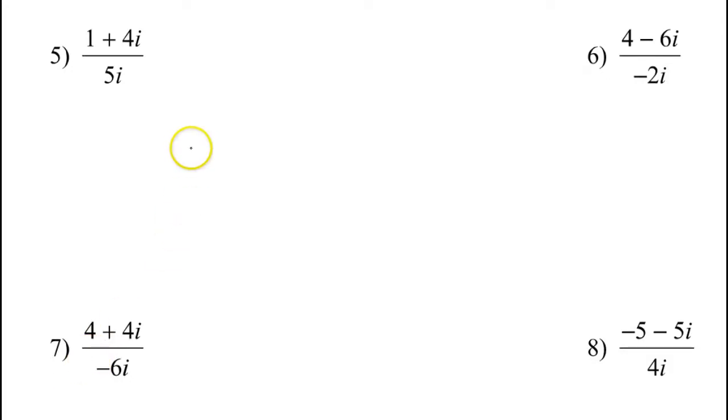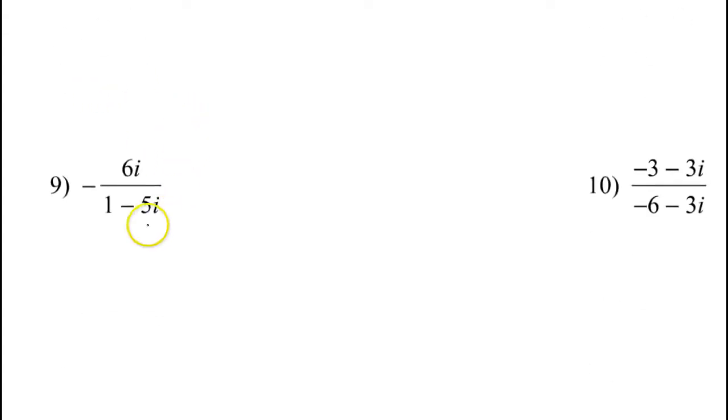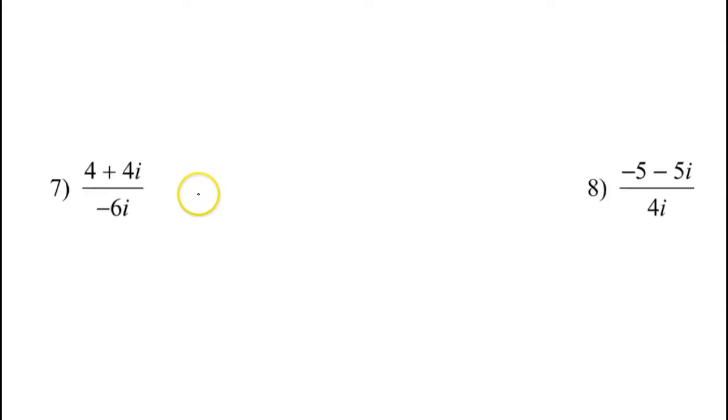In this video, we will practice dividing complex numbers. And really, when we divide complex numbers, we have one goal. We want to get rid of any i that is in the denominator. We want no i's in the denominator. Now, there are two types of problems: problems that have a monomial in the denominator and problems that have a binomial in the denominator.